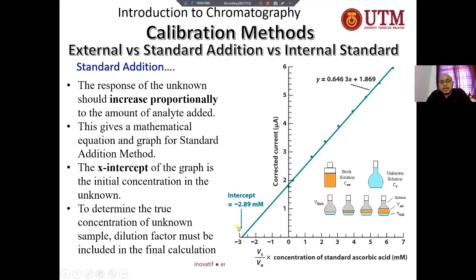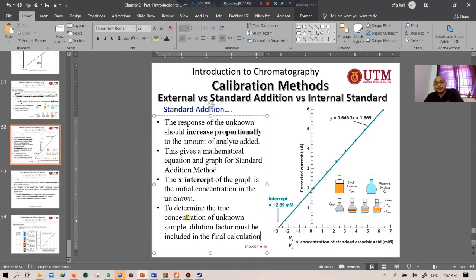So for example, we calculated here about 2.89, right? 2.89 you must multiply by 5, which is the dilution factor in this situation. So you will get the final, or the true, concentration of the unknown sample. This is the most important thing in the final calculation of the standard addition. If you forget about this, you will not get the true concentration of your sample.